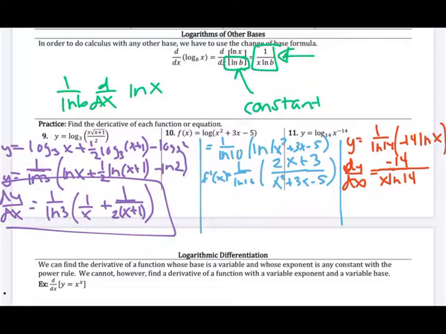The last thing we're going to look at in this section is we're going to talk about logarithmic differentiation. We're going to do a few examples on that, and then we're going to just wrap up with a couple of other examples that tie multiple sections from previous units together.